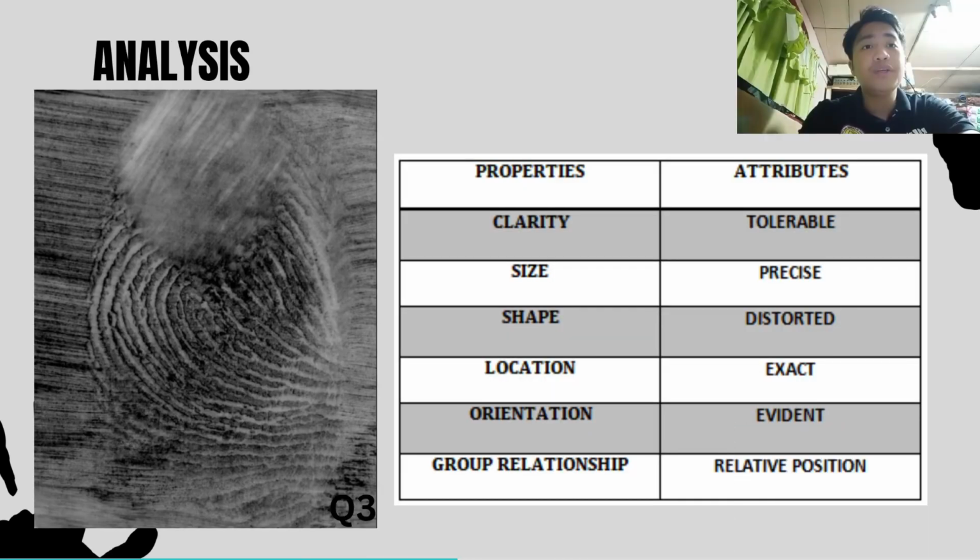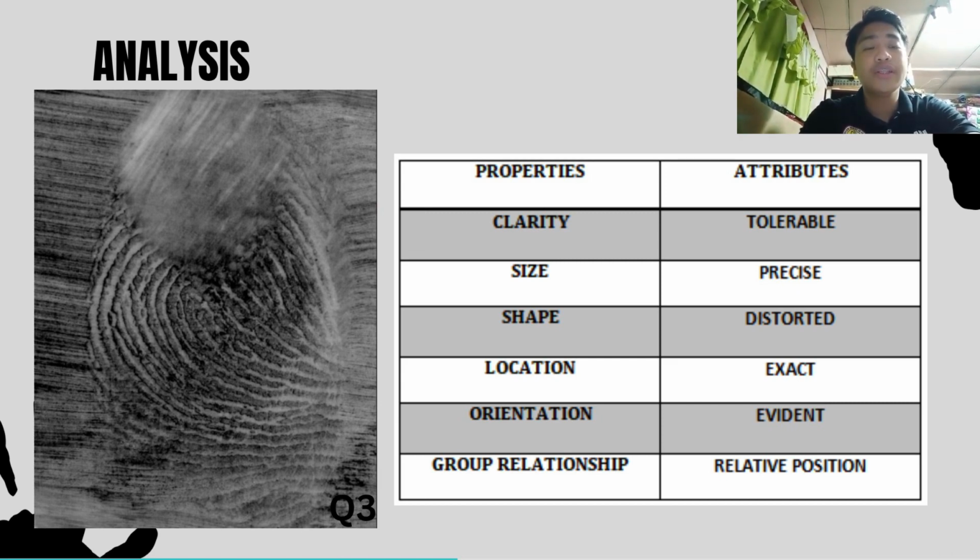So, the first property is clarity. The clarity of the latent print or question fingerprint lifted from a piece of window pane is tolerable, because it is somehow enough to be subjected to fingerprint examination and not impossible to be examined. So the second property is the size, and the attribute of it is precise. It is precise because the size of the fingerprint is suitable to undergo fingerprint examination.